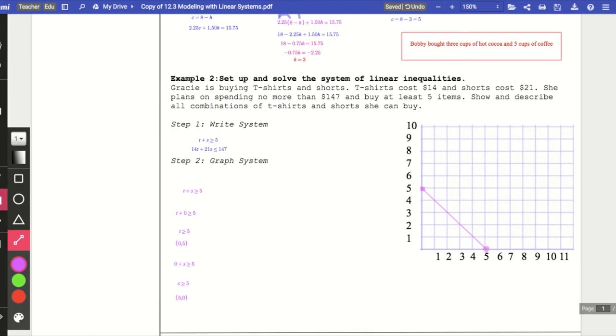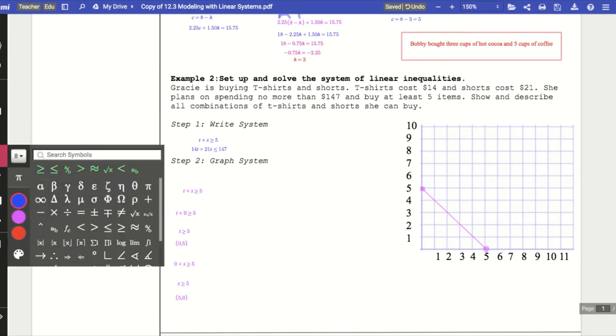The next equation is 14t plus 21s equals 147. So I need to find the intercepts of that equation. Again, you could put it into y equals mx plus b form, but since it's in standard form, I just find it easier to find the intercepts. Let's plug in 0 for s. When I plug in 0 for s, I'm going to have 14t less than or equal to 147.